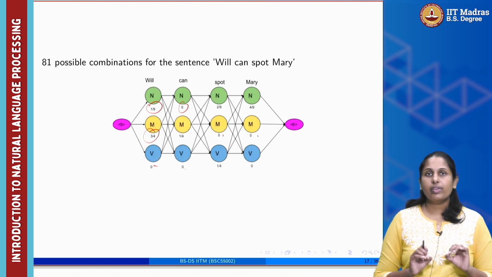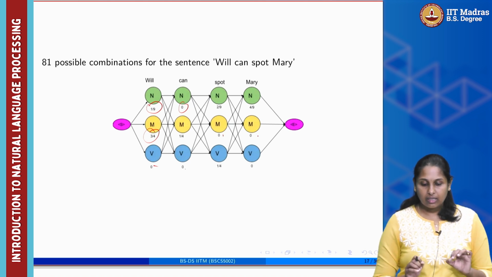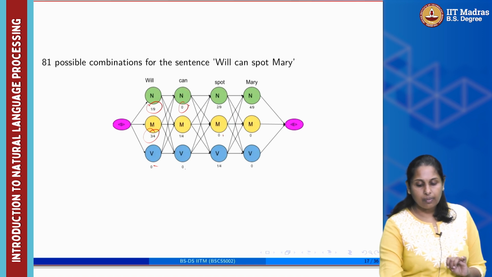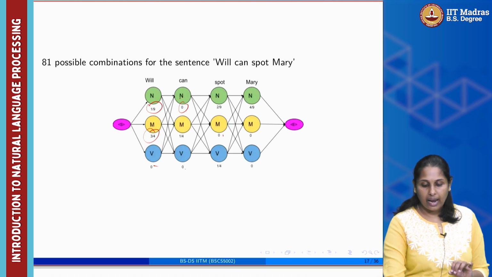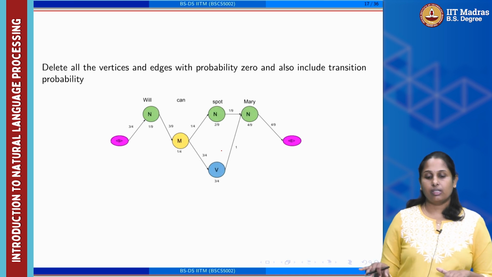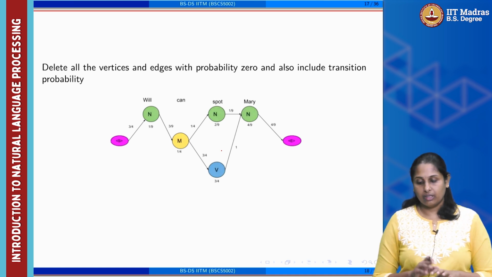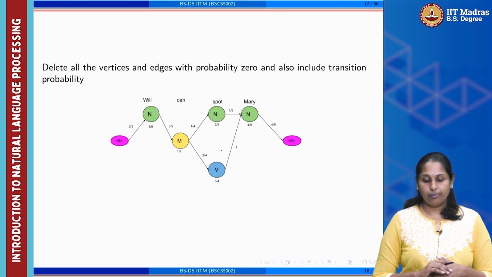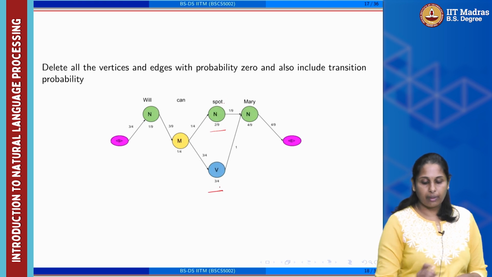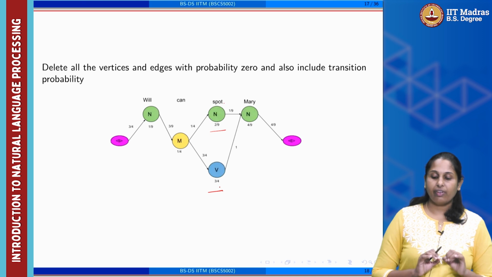Whenever we get a 0 probability, saying that, let's say, can as a noun occurs followed by another noun, or can as a noun with, let's say, a verb followed by it, since this data has a 0 probability, we will delete all the vertices and edges with probability 0 and now add the transition probability on top of it. Now, the problem is here: can and also spot. Spot can be a noun and spot can be a verb, right? So, how do we identify which is the best one?